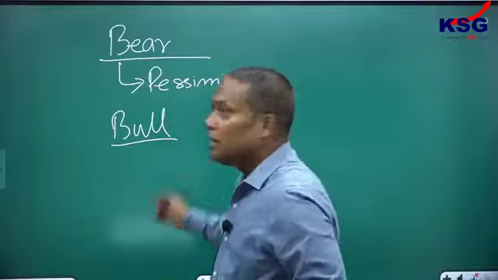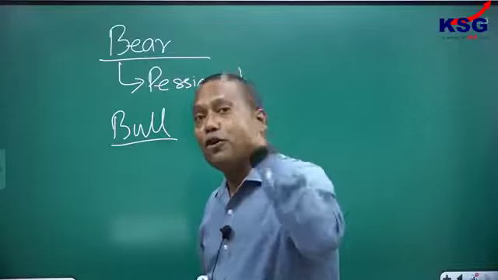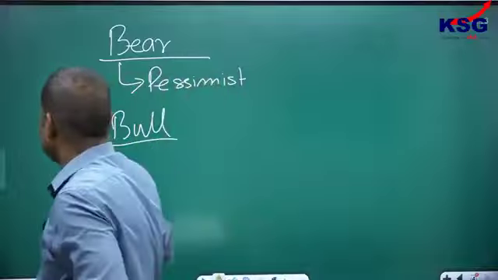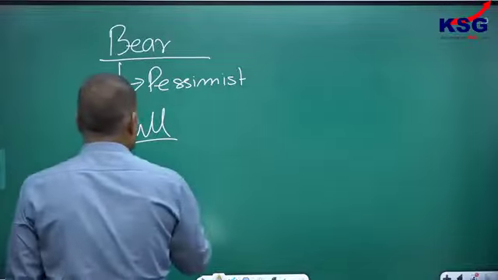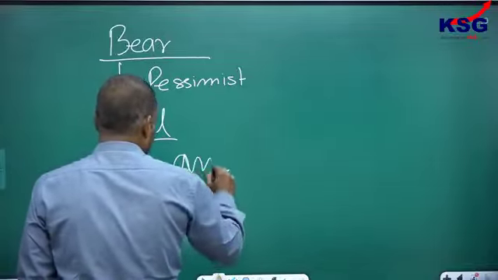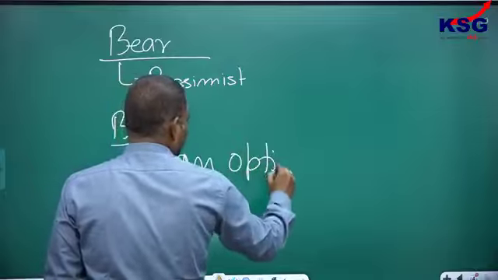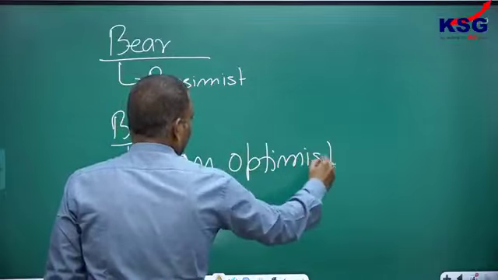So bull means, when you are expecting the share market to go upward, you can say the investor is a bull investor, right? A bull is an investor who believes that the market will go up. An optimist.